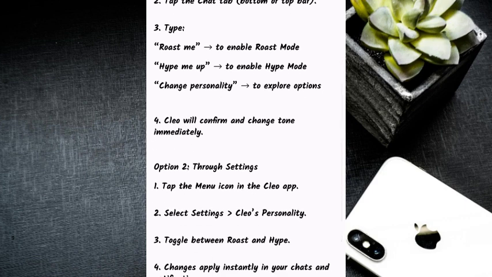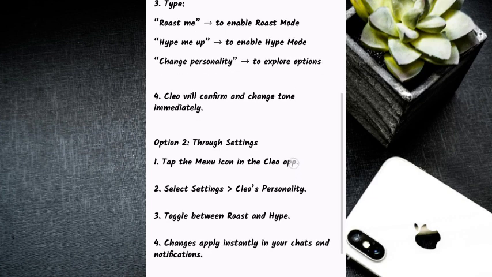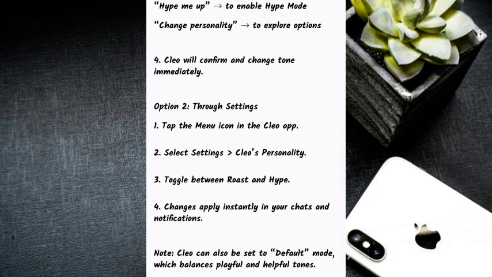The second option is through settings. Just tap the menu icon in the Cleo app and then select Settings and Cleo Personality, and then toggle between roast or hype mode. Changes apply instantly in your chats and your notifications.